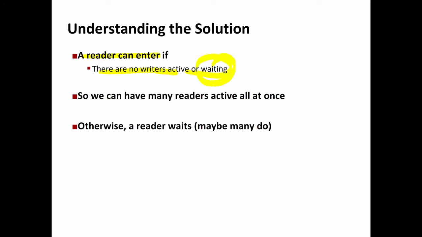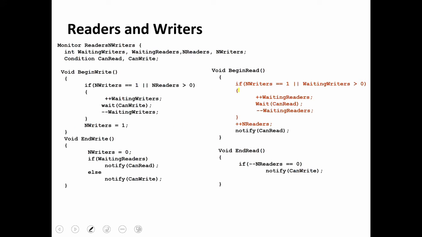This is what we define. So we can have many readers active at once. Otherwise, the reader waits, and maybe many wait in here. So this is the case where, if the writers is one, and if the waiting writers are greater than zero, this is basically giving priority. The readers give priority to the writers, and then we execute this.